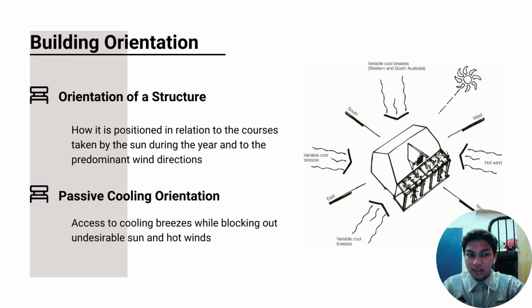Passive cooling orientation ensures access to cooling breezes while blocking out undesirable sun and hot winds. In the majority of climates, passive cooling is necessary. Orientation should typically avoid direct sunshine and radiant heat from surrounding structures at all times of the year in hot, humid climates without chilly winters, while maximizing access to cooling breeze. Be aware that some areas in the climate zones will still gain from access to the sun during winter.